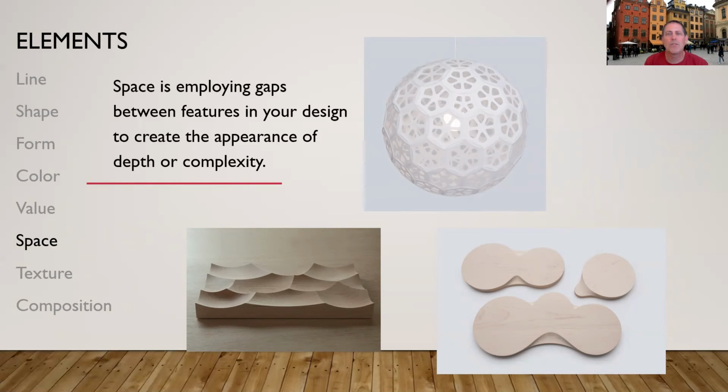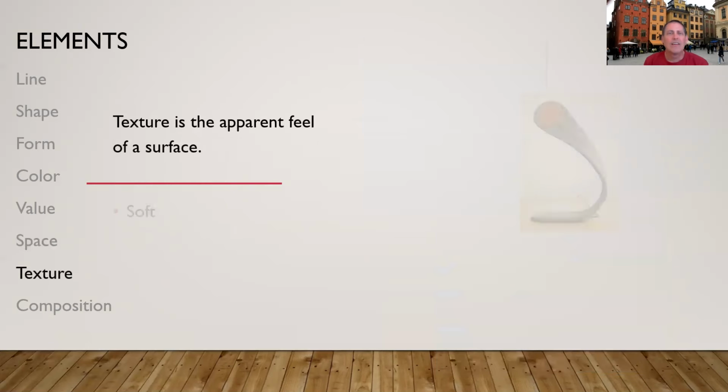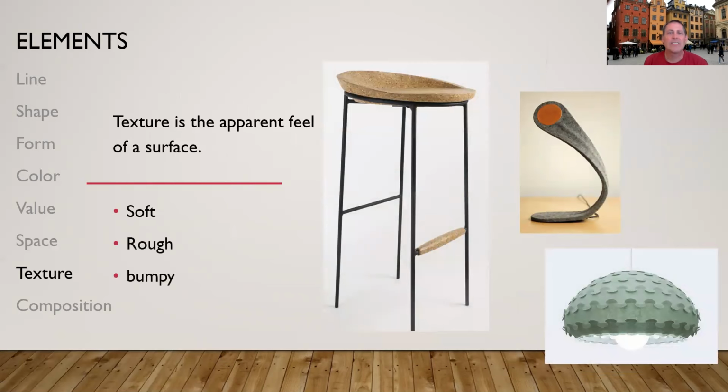And then the cutting boards over on the right separate different regions within them, again, using space. Texture. Now this is interesting because texture is obviously a tactile thing, but we're talking about visual elements. So here, I mean the visual apparent feel of a surface. We'll talk about texture briefly at the end of this, when we consider the tactile elements.